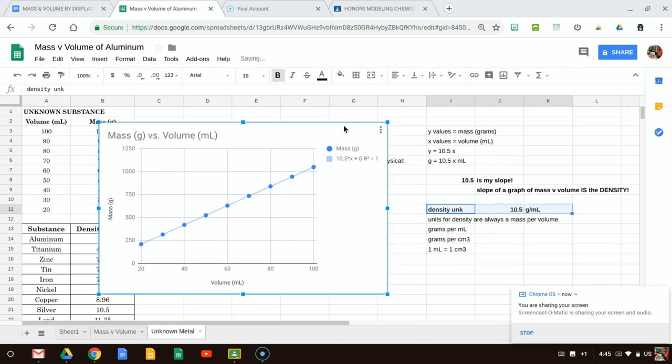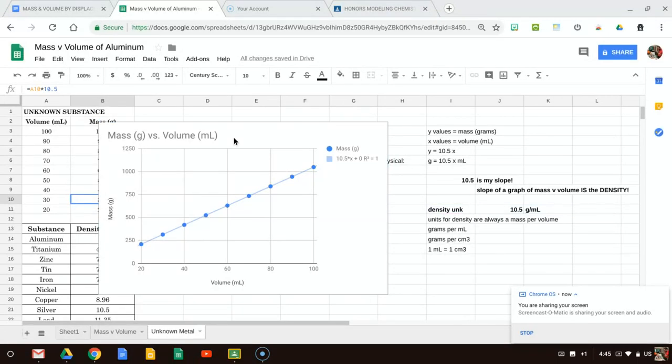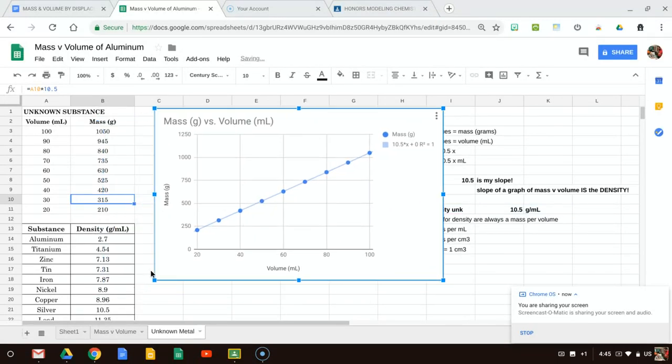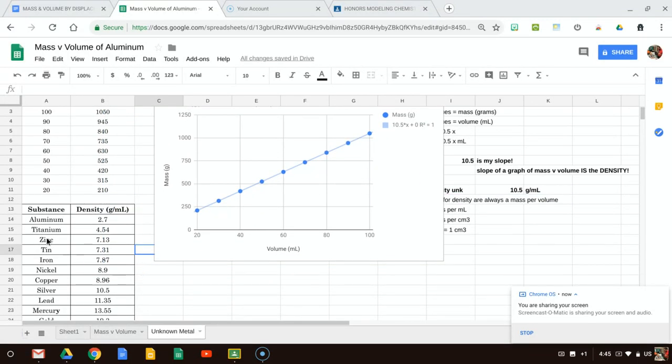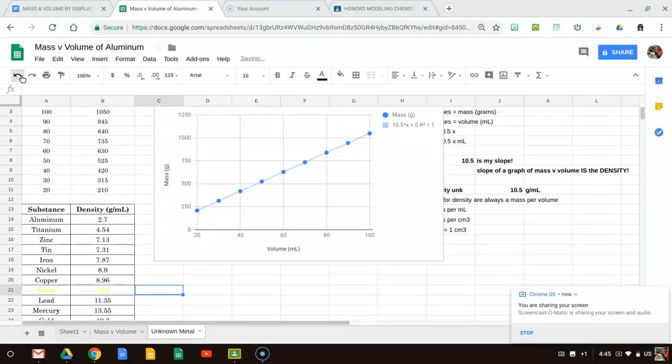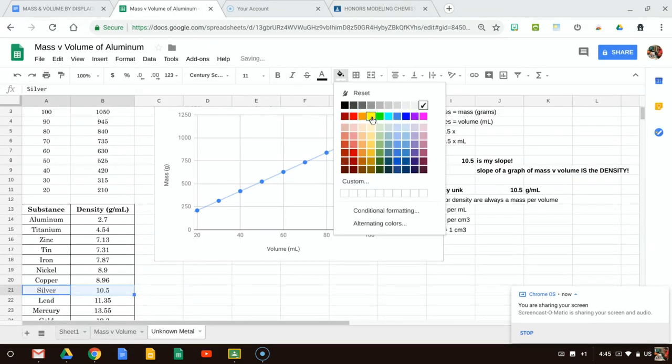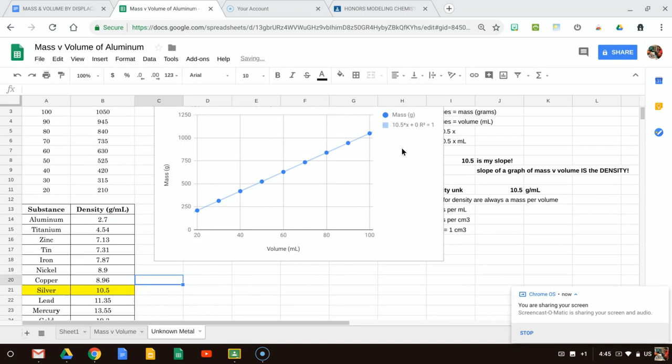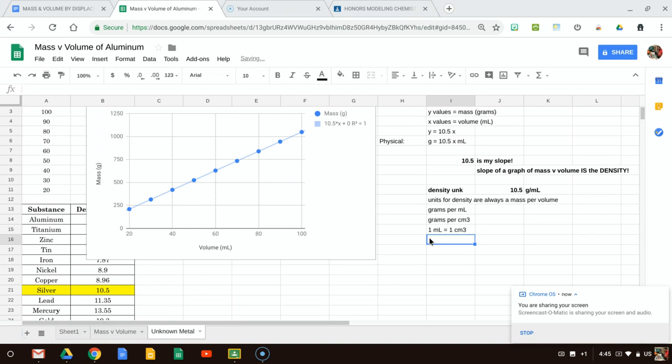So anyways, it looks like the density of my unknown is 10.5 grams per milliliter. I have this table with known densities. If I look on this table, let me see if I could identify my unknown. Oh, right here, 10.5. It looks as though my unknown is silver. It matches the density. All right, so this must be silver.